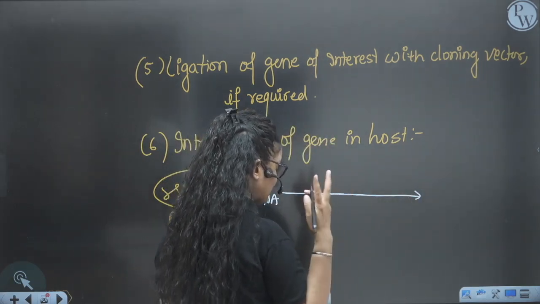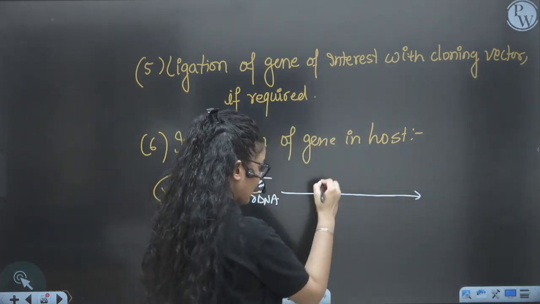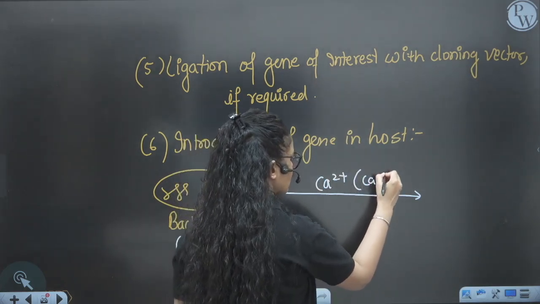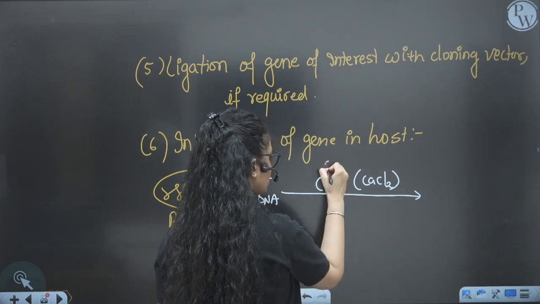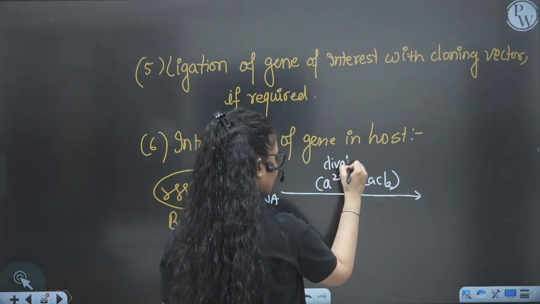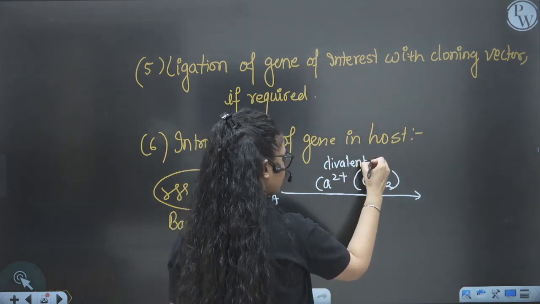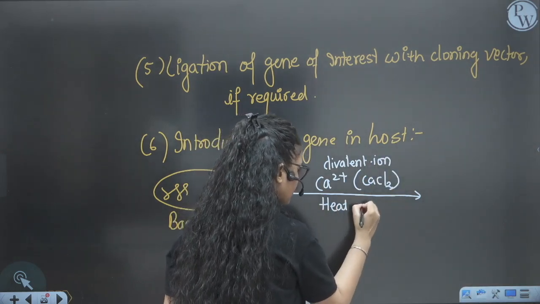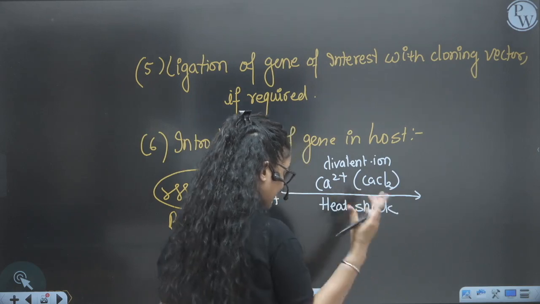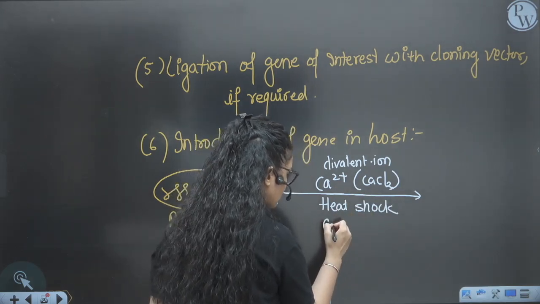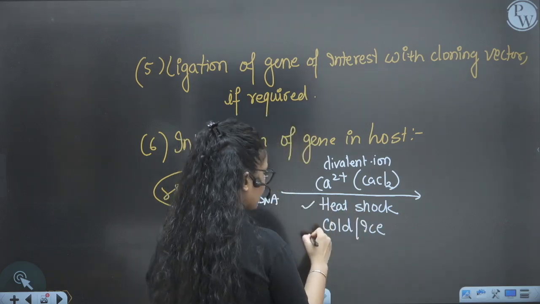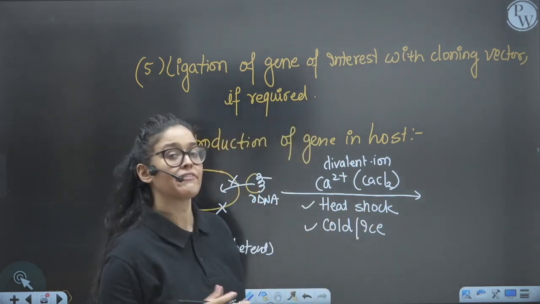So we will use divalent ions. So what are the divalent ions? Like calcium ion. So we can use the calcium chloride solution, right? Divalent ion means like calcium ion, right? And we will give them heat shock. Means we will put them in high temperature and then we will put them in the ice. So we will give the heat shock, cold or ice, and give the calcium.